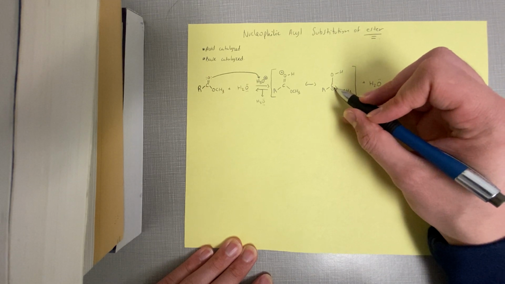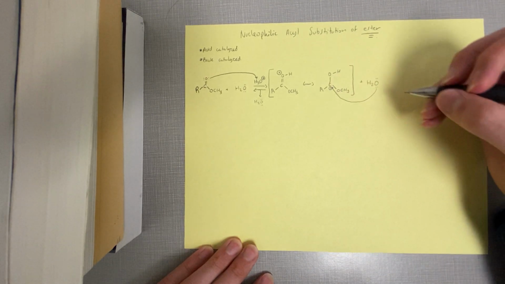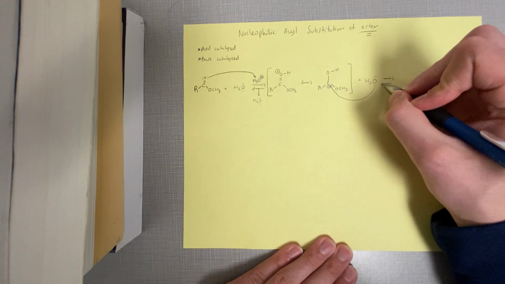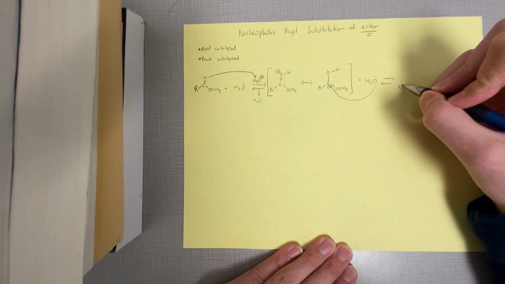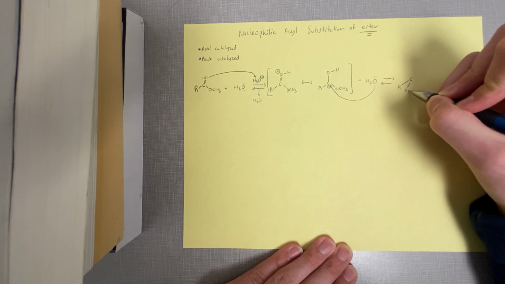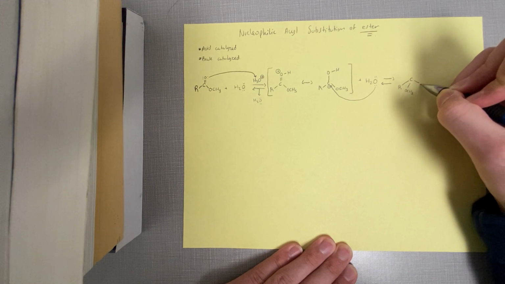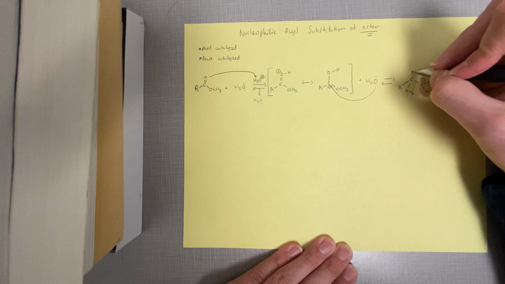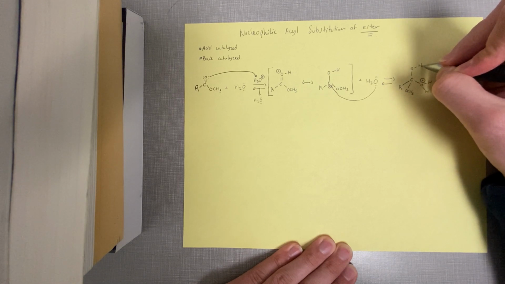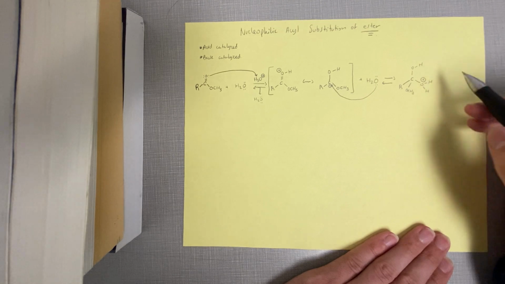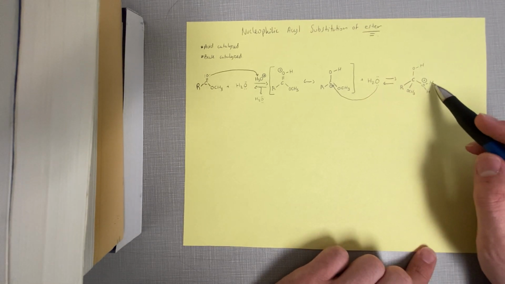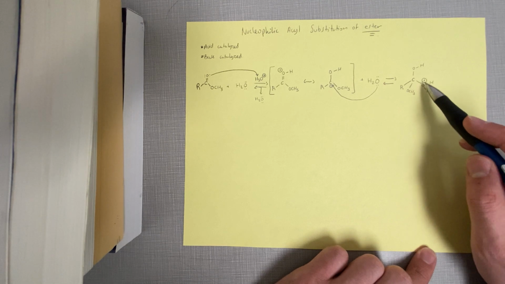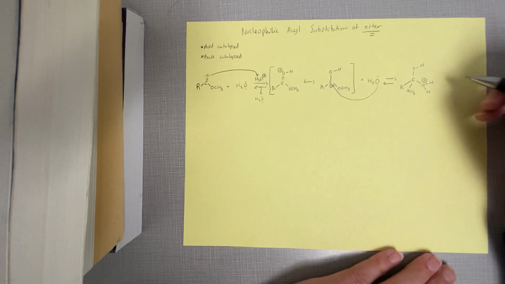So water is going to attack this carbon, forming this tetrahedral intermediate. Now what we want to do is deprotonate this water to then give this oxygen here its neutral charge.